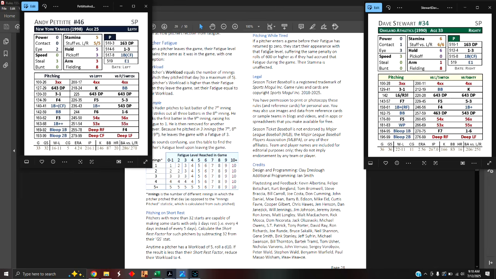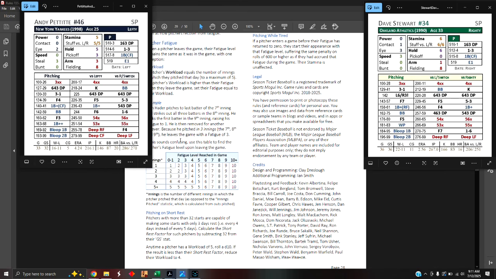Then when they enter the game, before their fatigue's been returned to zero, they start the appearance with whatever fatigue level they're at. So if he plays on 3 days rest, and remember, he had a 5 when he left his last start, a 4 when he went to sleep that night, so he'll have a 1 fatigue probably on that 3 days rest game. He'll enter with a fatigue level of 1 already from the start. It doesn't change their stamina, but he's going to have 1 level of fatigue from the start of the game.